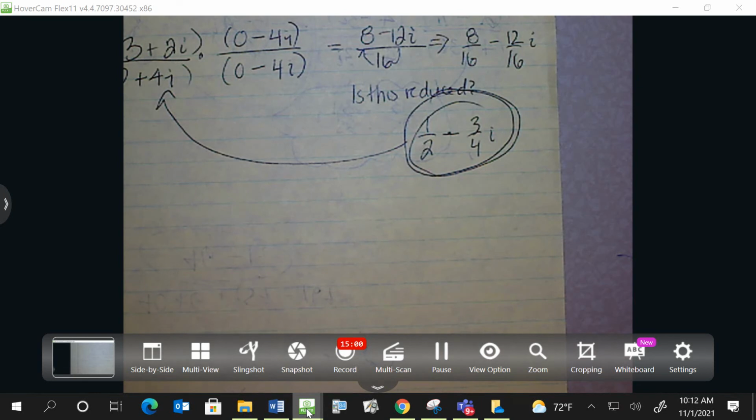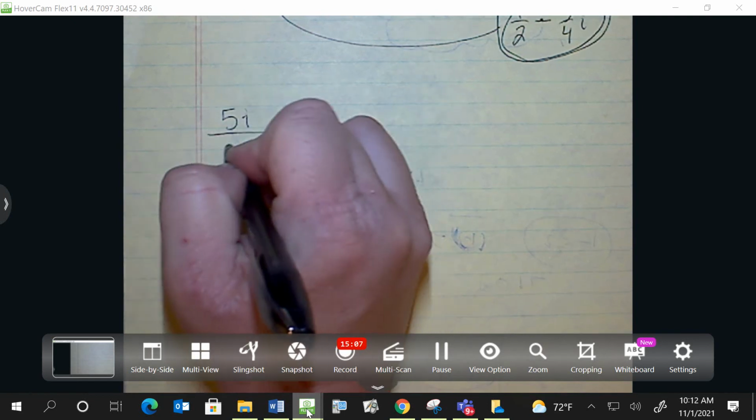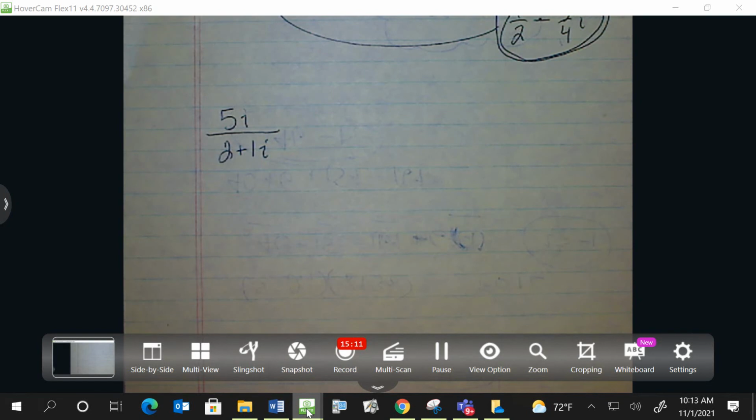Okay, let's have you try one. But I want to get you off on the right foot. Please write this down. This is the last one with division. So before you start, you need to ask yourself, does this problem in the numerator have both a real and an imaginary portion? What's it missing? The real, so let's put a 0 plus in front.